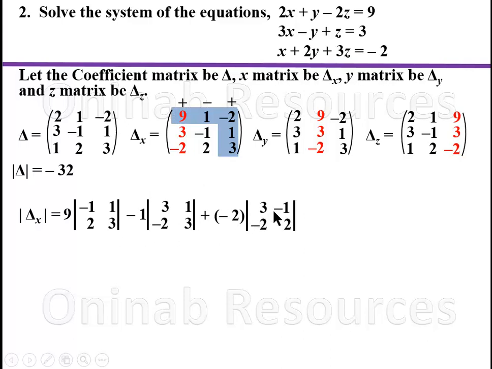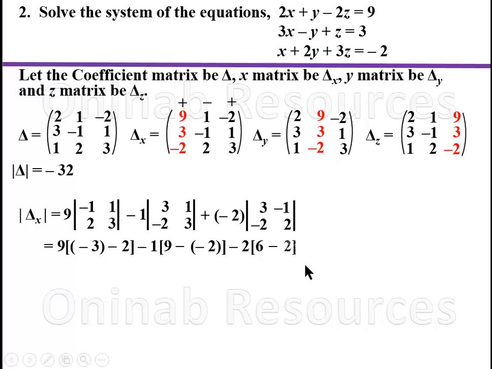So we now evaluate these determinants. So we have 9 is outside. Negative 1 times 2 gives negative 3, minus 2 times 1 gives 2. We have negative 1. 3 times 3 gives 9, minus negative 2 times 1 gives negative 2. Negative, positive, negative gives negative 2. 2 times 3 gives 6, minus negative 2 times negative 1 gives 2. We remove the inner bracket. That's 9. This is negative 3 minus 2.